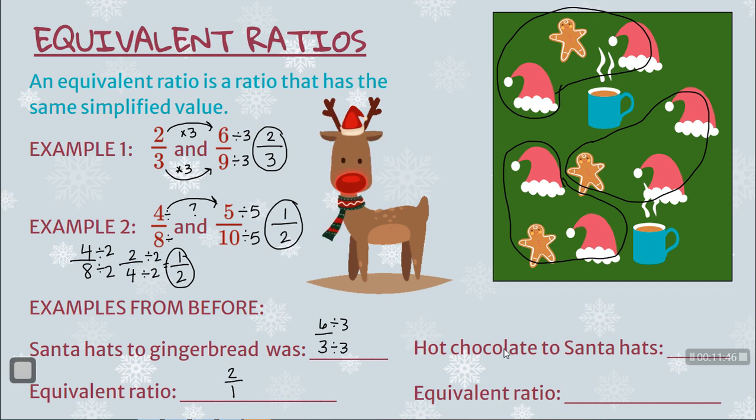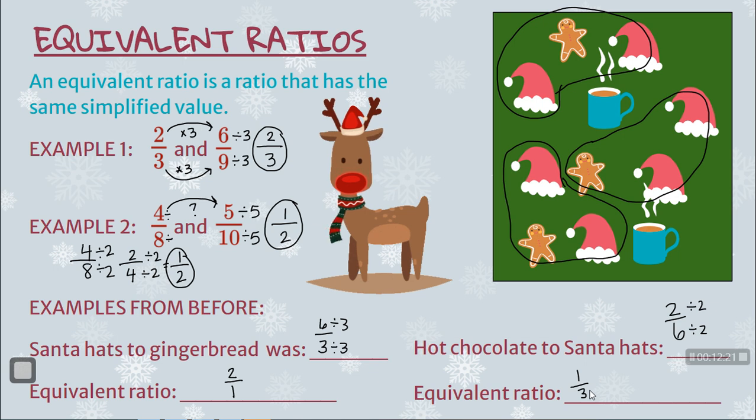All right, now hot chocolate to Santa hats, that was 2 to 6. Can we simplify this ratio to find an equivalent ratio? Okay, 2 can be divided by 2, and 6 can be divided by 2. 2 divided by 2 is 1, and 6 divided by 2 is 3. So 1 to 3. For every 1 hot chocolate, there are 3 Santa hats.